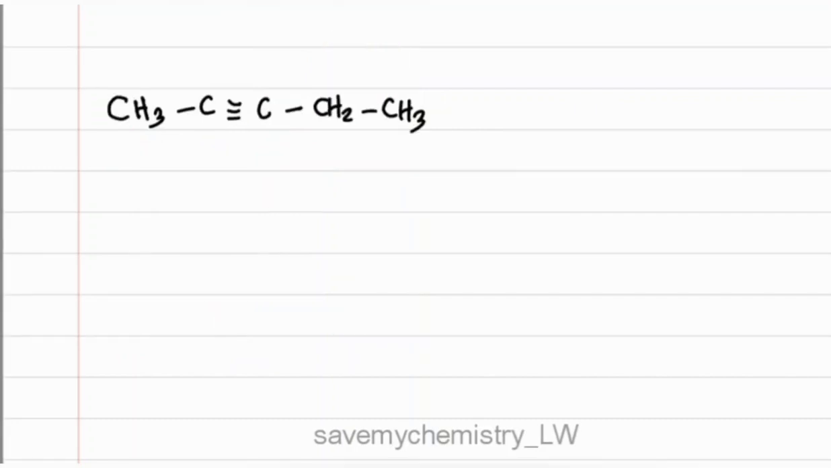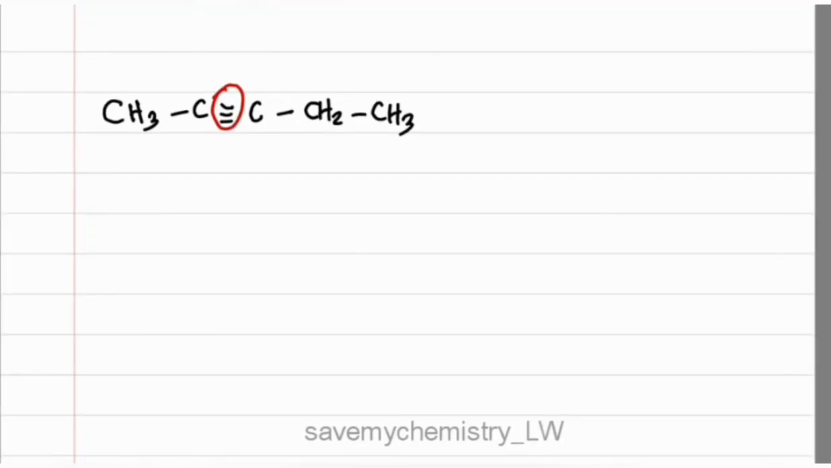Okay, next. What if it has a triple bond in the structure? 1, 2, 3, 4, 5. It has 5 carbon atoms, and then there is a triple bond at carbon number 2.